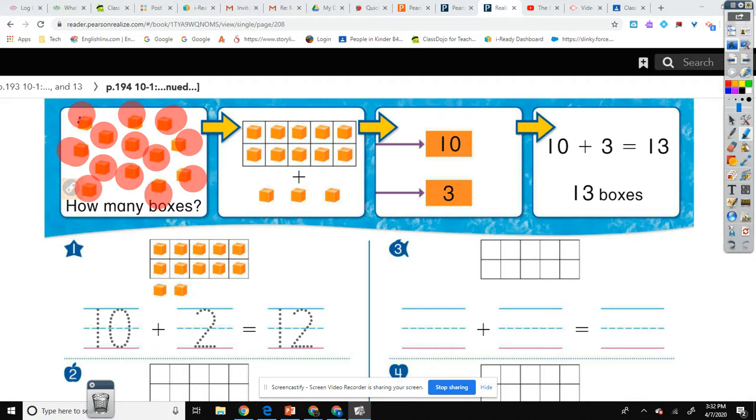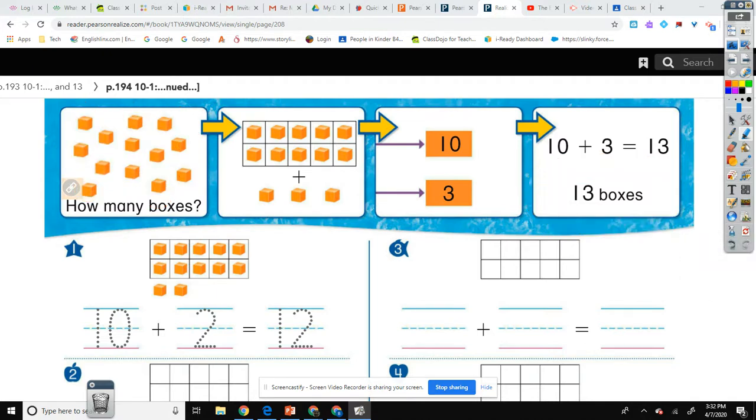Plus how many ones? 3. So the 10 frame represents the number 10. The 3 ones represent the number 3. Then now you write it onto an equation or a verbal expression. 10 plus 3 is equal to 13, or a total of 13 boxes.